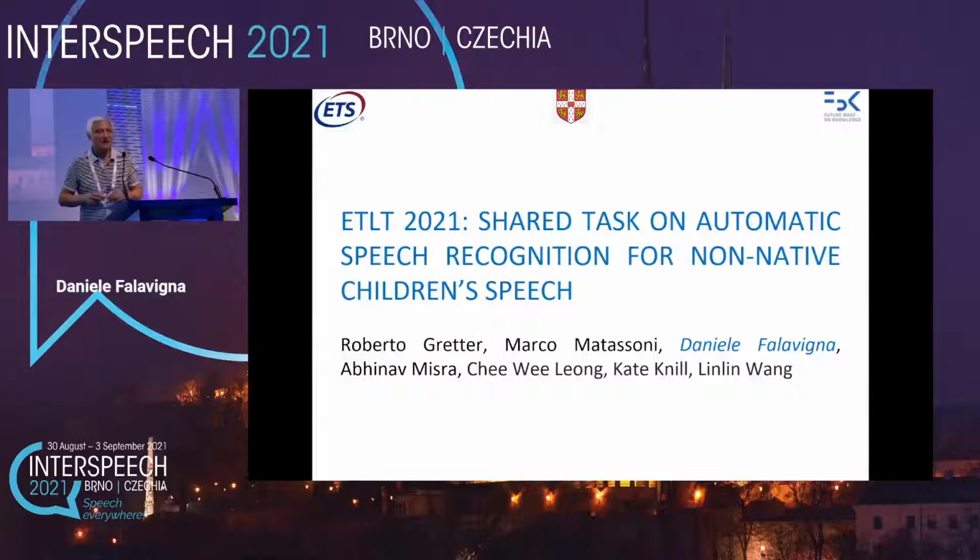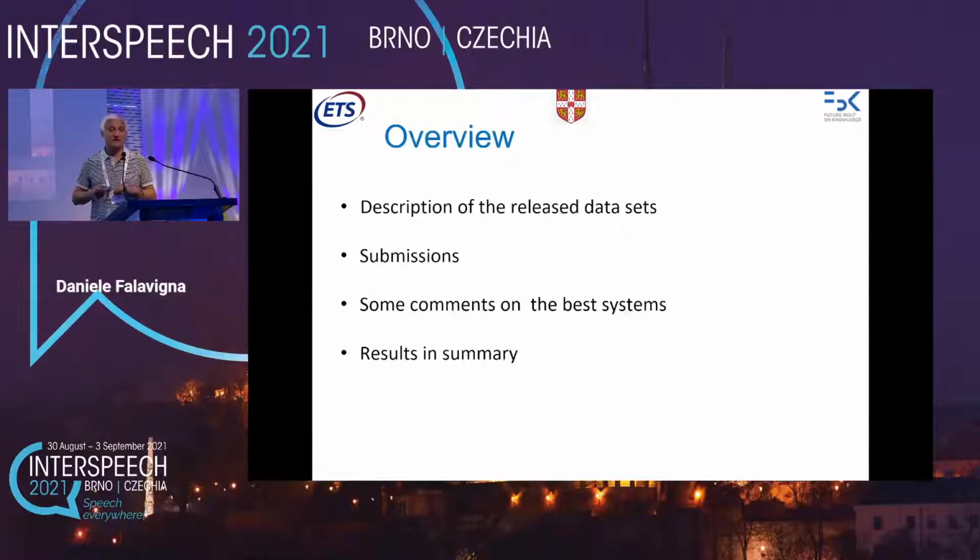Hello. I present the paper on the ETLT 2021 shared task on automatic speech recognition for non-native children's speech. As the chairman said, this paper is the result of a collaboration between ETS, US, Cambridge University, UK, and FBK, Italy. Unfortunately, this year a special session was not organized at Interspeech due to the insufficient number of accepted papers.